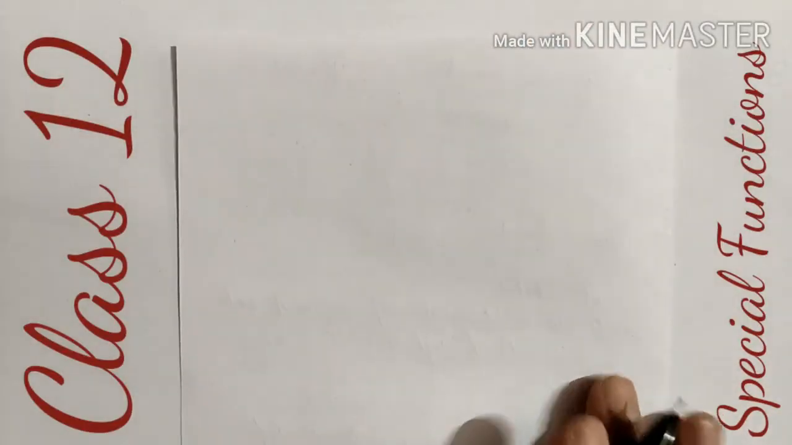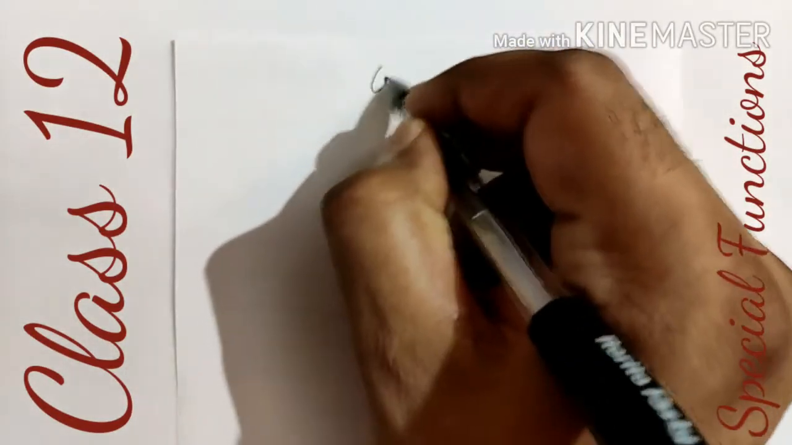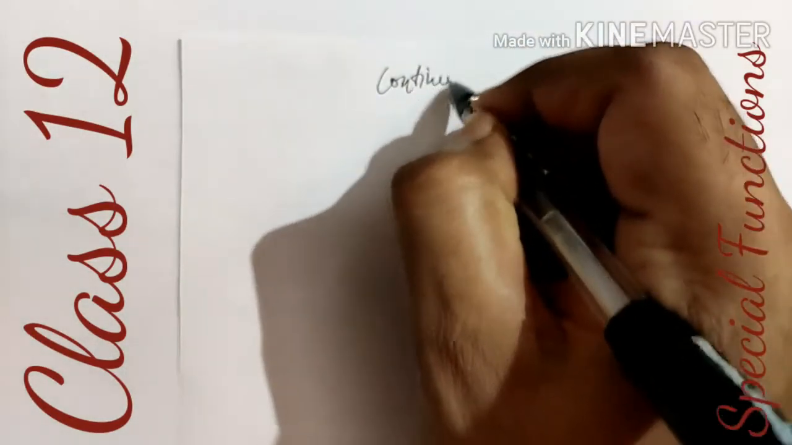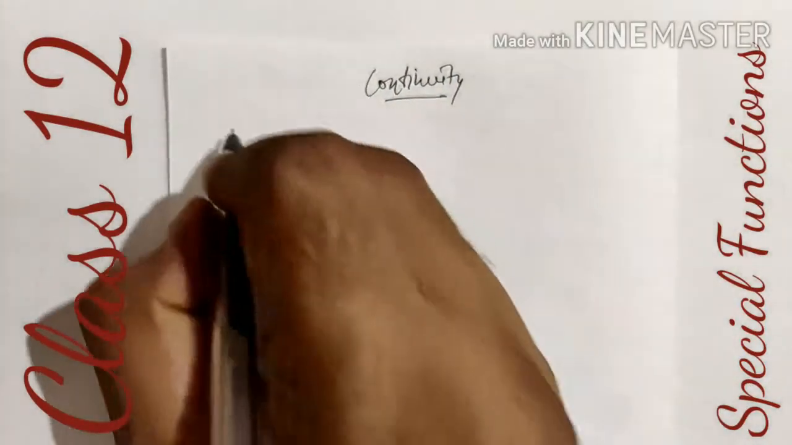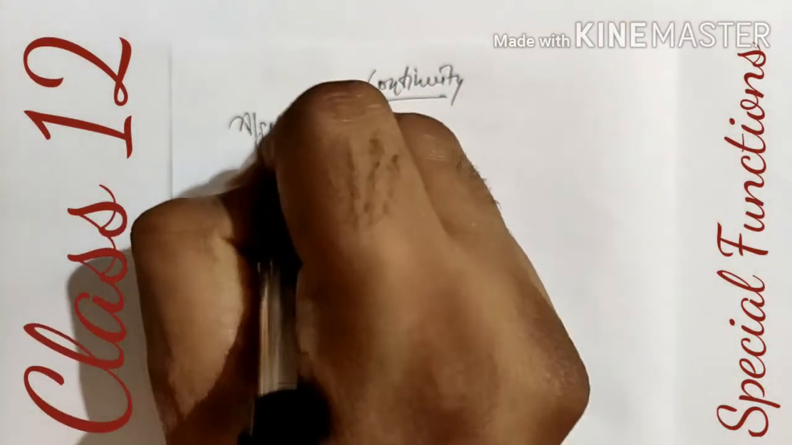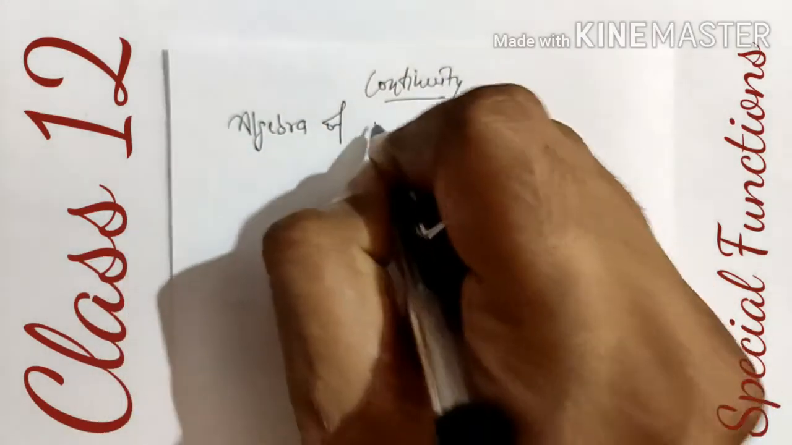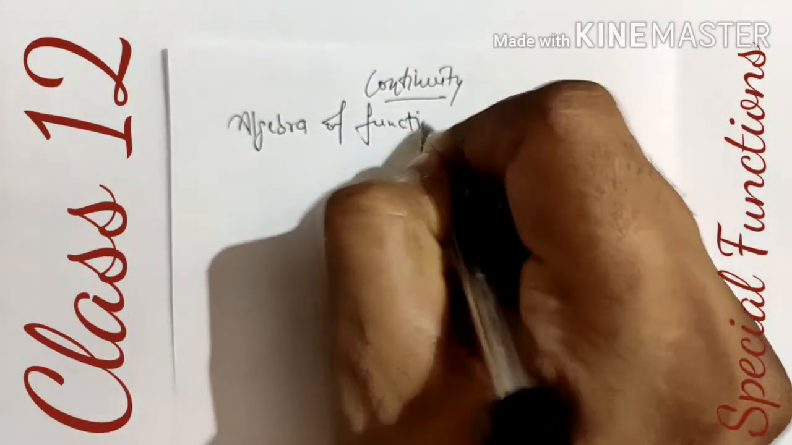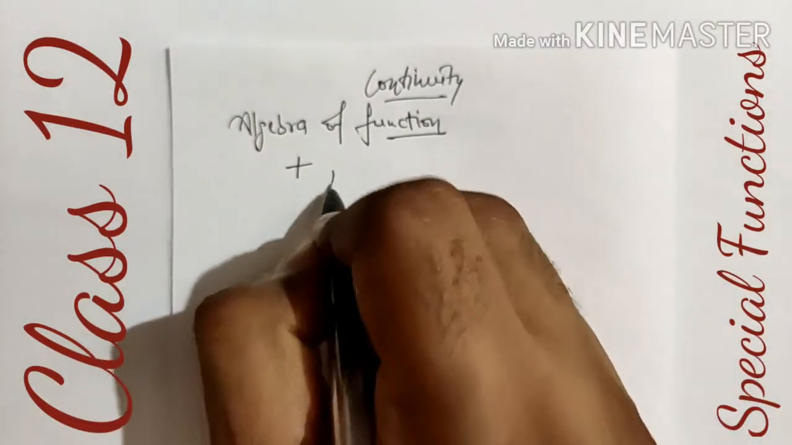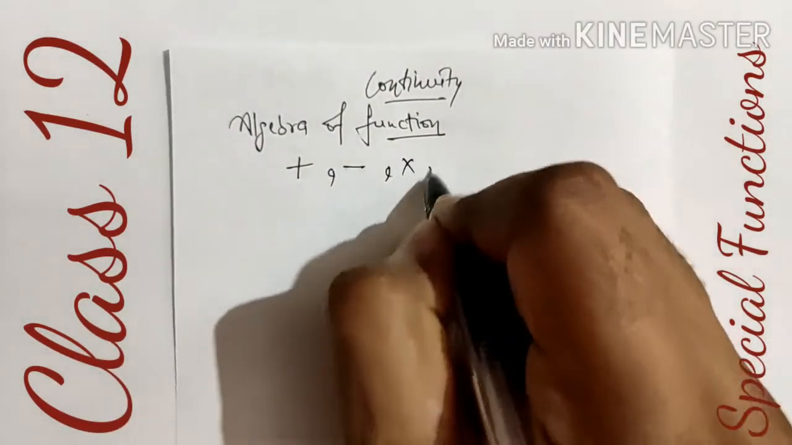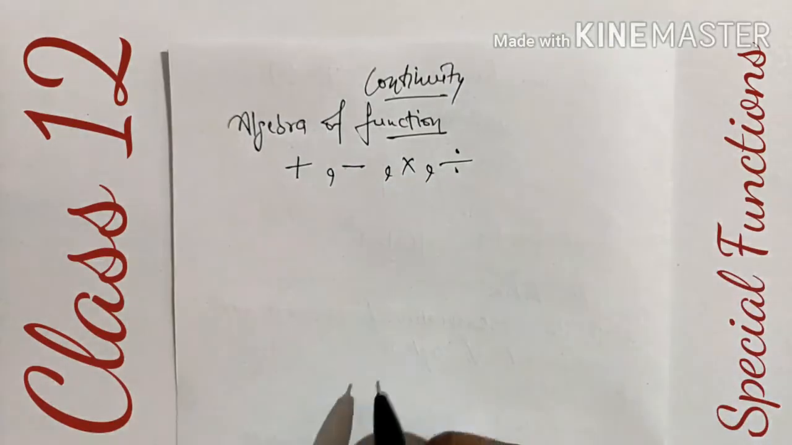Today we are going to discuss the last topic of the continuity chapter of class 12th, which is left. One of them is algebra of functions, in which we are going to discuss addition, subtraction, multiplication and division of two functions.